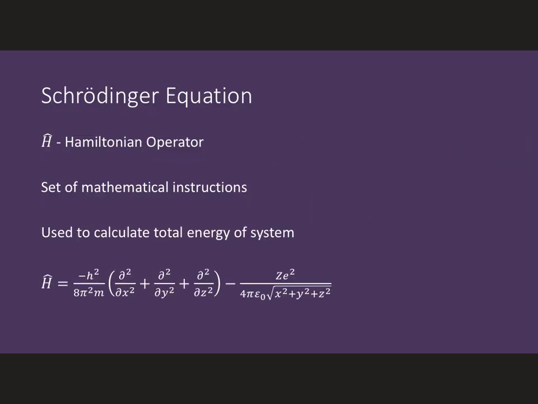H is a very specific operator, which is used for a purpose. If we use H, this Hamiltonian operator, it's used to calculate the total energy of the system. Reminder, that means kinetic energy plus potential energy for our systems. And the set of mathematical instructions that we have is kind of complicated.